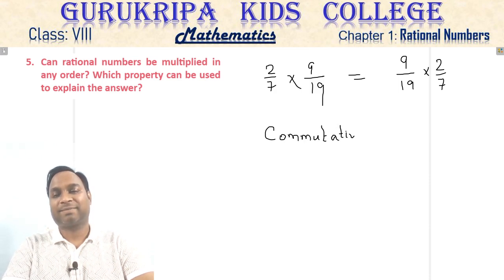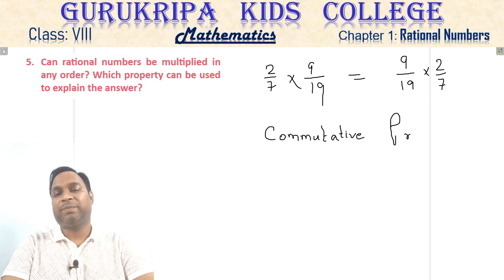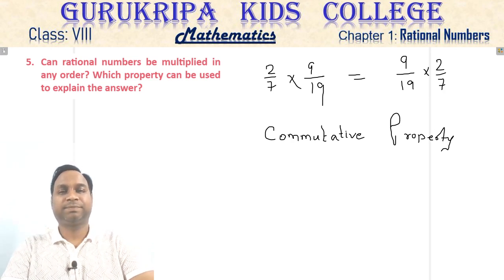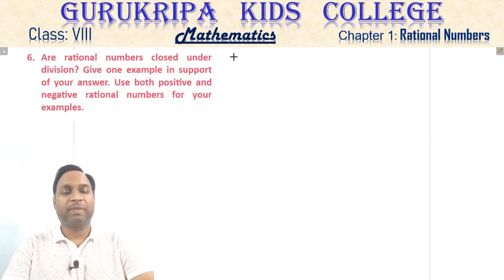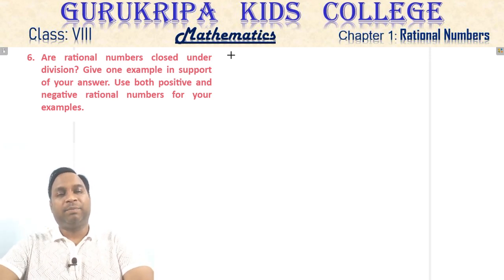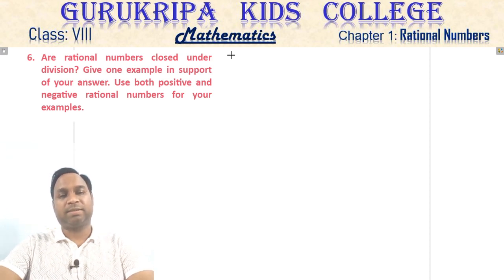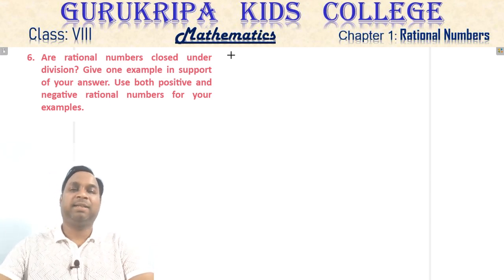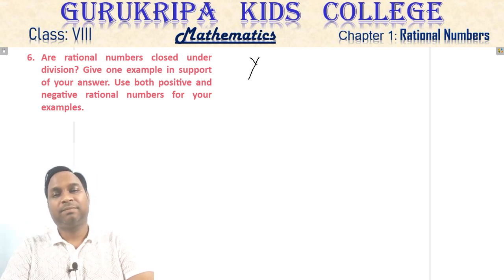याद आ रहा है? Commutative property of rational numbers under multiplication. ठीक है. Now come to the question number 6. Are rational numbers closed under division? Give one example to support your answer. Use both positive and negative rational numbers for your examples. Okay. Are rational numbers closed under division? Yes, they are closed under division.